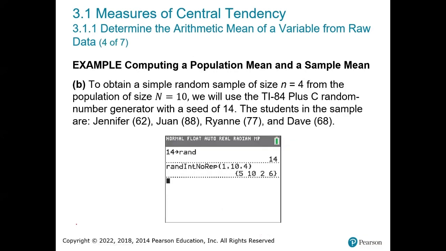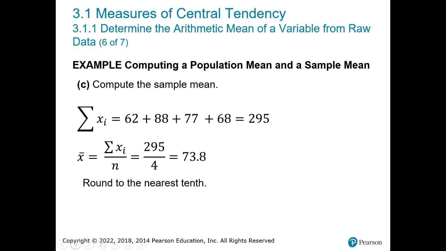And these are the 4 that they have. All right, so now it wants me to find a sample mean using my 4 randomly selected values. To find a sample mean of these 4, I'm going to sum the 4 values together, and I get 295. I take that total divided by how many students I selected, which was 4, and this is my sample mean. Notice my sample mean is not the same as my population mean.